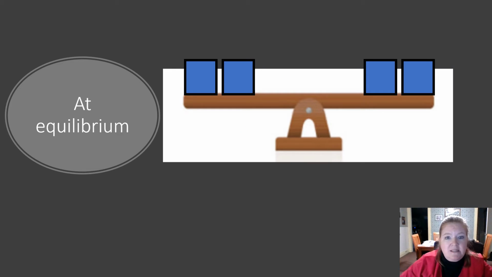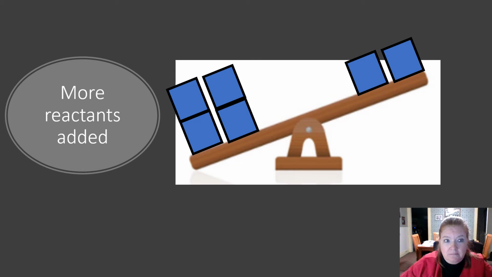So we have a system at equilibrium. Stress, we add more reactants. How do we solve this problem? We need to move some over here, right? So we need more on this side. We have too much on this side. So the equilibrium shifts in this direction.